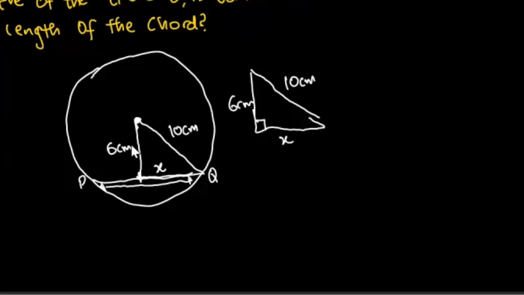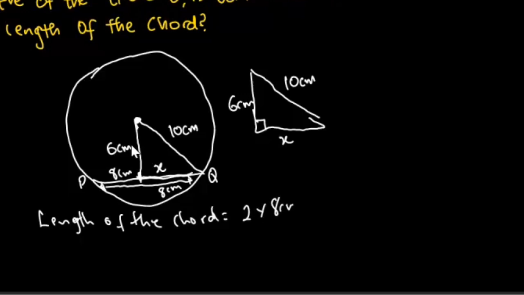Now coming back to this diagram, we have this part to be 8 centimeter. Automatically, this other side is going to be 8 centimeter. So therefore, the length of the chord is going to be 2 times what we got. So the length of the chord will be 2 times 8 cm, or you can as well say 8 cm plus 8 cm. In all, you end up getting 16 centimeters. So automatically, the length of the chord is 16 centimeters.